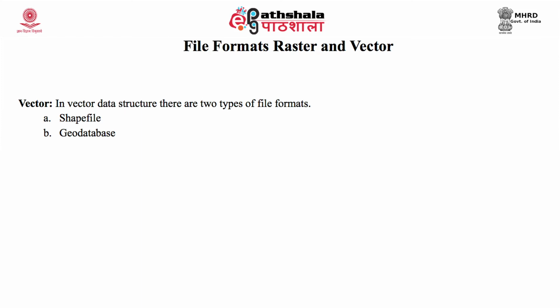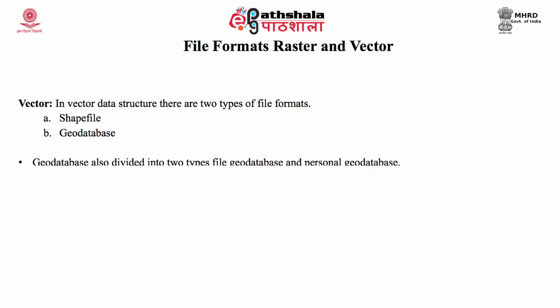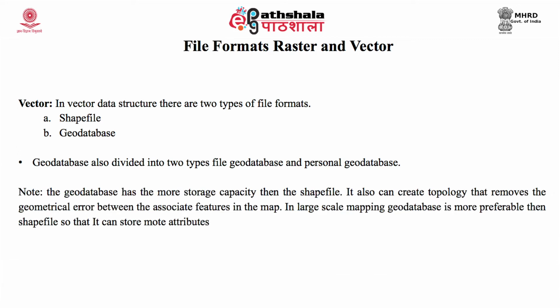Now let us look into the vector file formats. In vector data structure, there are two types of file format. Number one is the shapefile and number two is the geodatabase. Now the geodatabase is also divided into two types, that is file geodatabase and personal geodatabase. And here a point to be noted is that the geodatabase has more storage capacity than the shapefile.